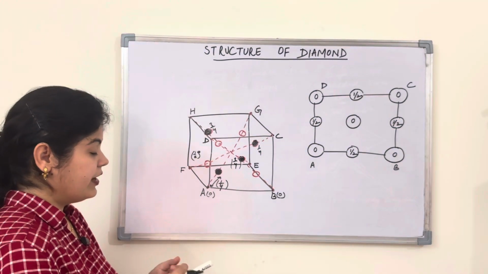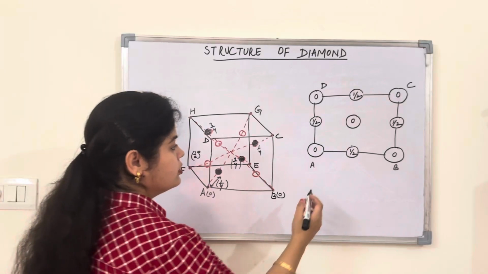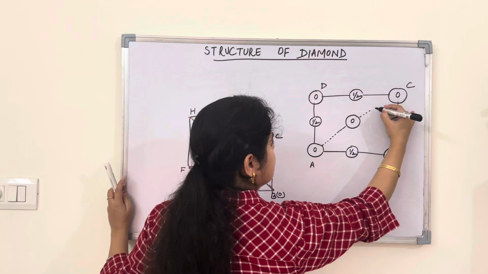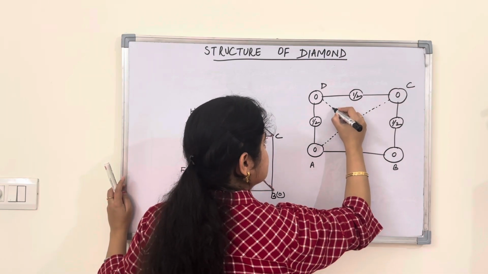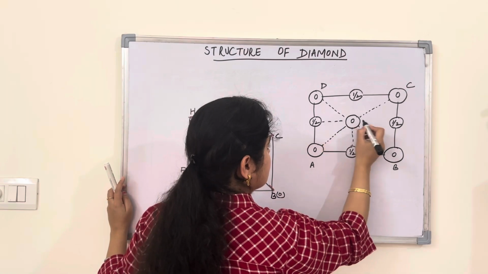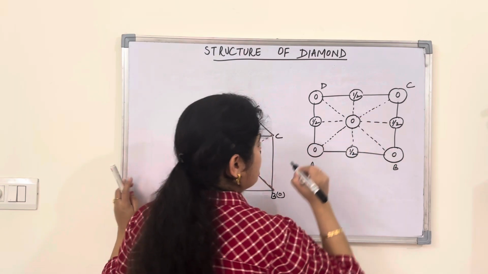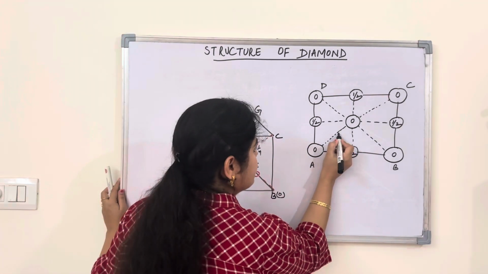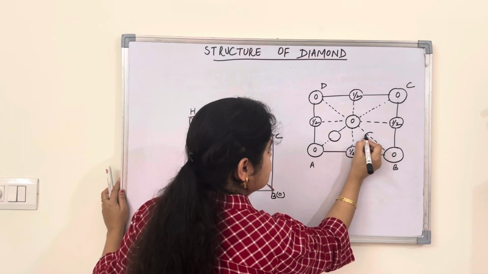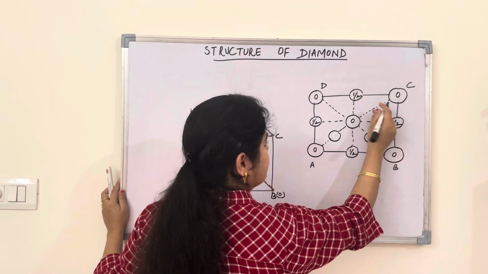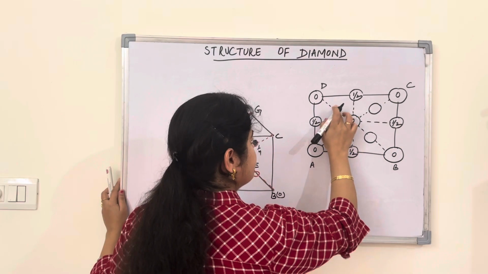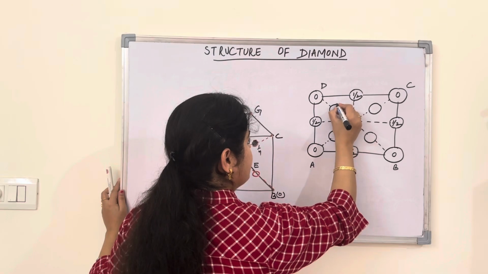Okay, so if I just draw a diagram like this and I join the vertices, and I just draw the tetrahedral voids here. These are the positions of the tetrahedral voids which have my 4 atoms.